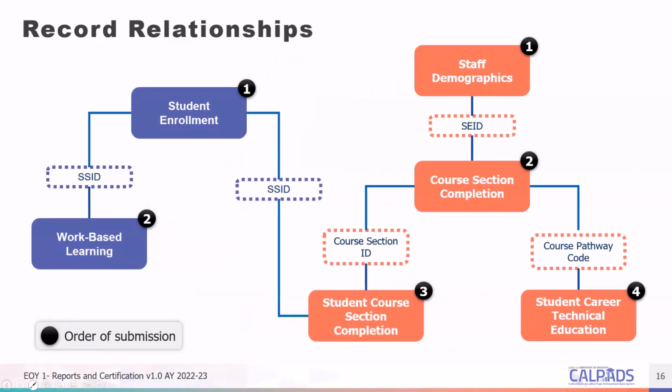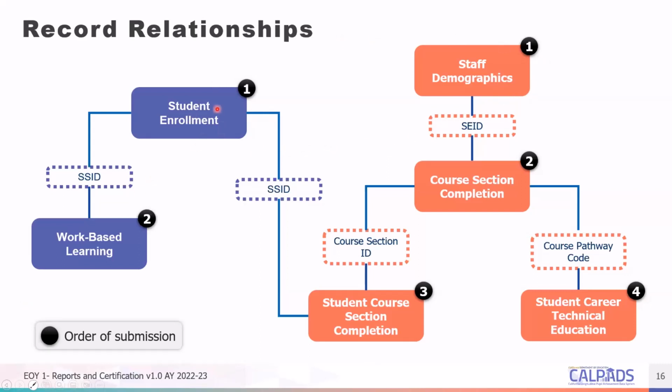All right. The staff demographics, course section completion, student course section completion, student career technical education, and work-based learning files are all required for end of year one. In end of year one, you will want to make sure that your student enrollment or SENR records and your staff demographics or SDEM records are up to date in CalPADS before submitting any of the other file types.